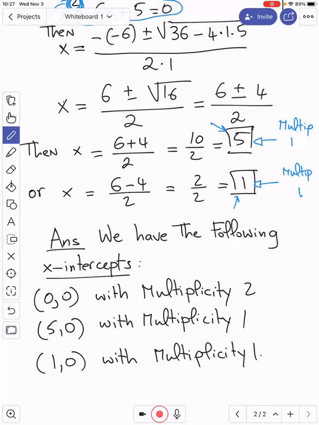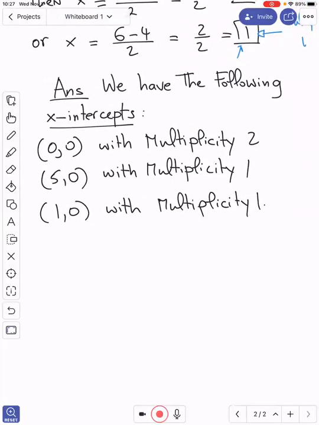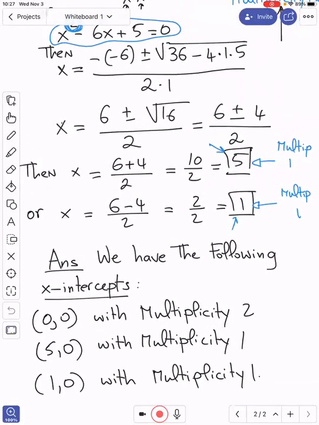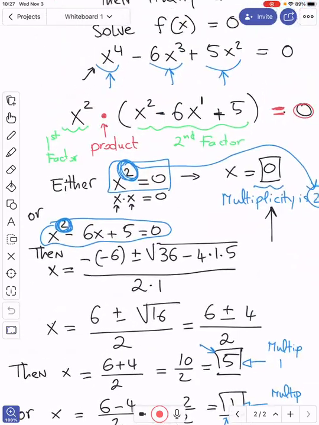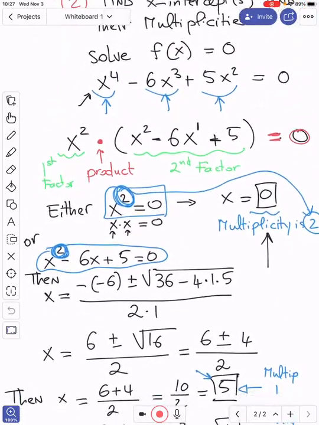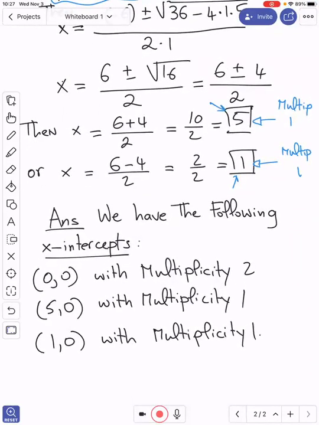Right. So that's for the x-intercepts. Professor, yes, please. When you said that x equals 0 is a solution of multiplicity 2, 2 times, right? Yeah. So that means with your x-intercept (0, 0), does it intersect 2 times at that point?